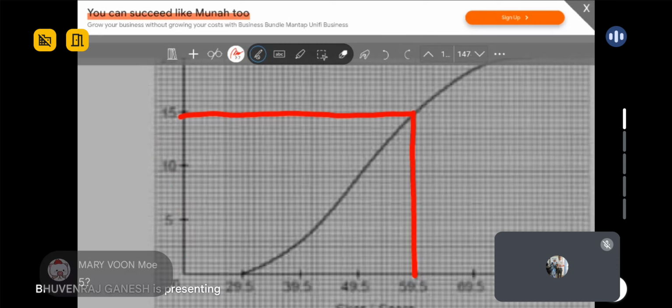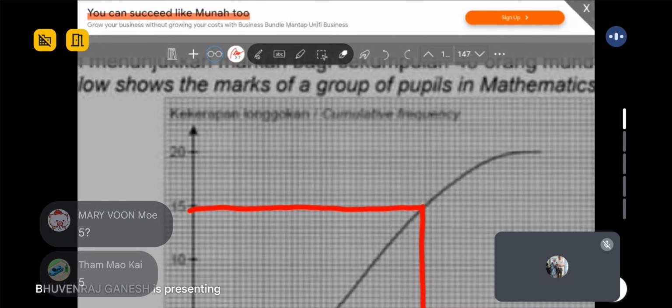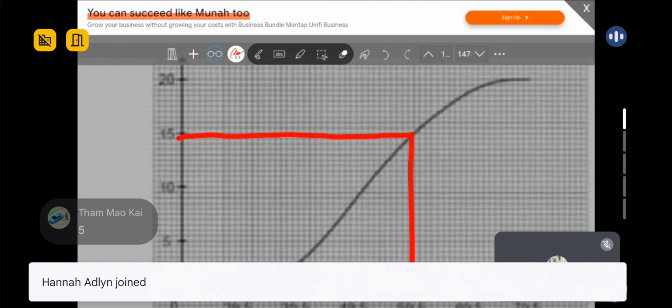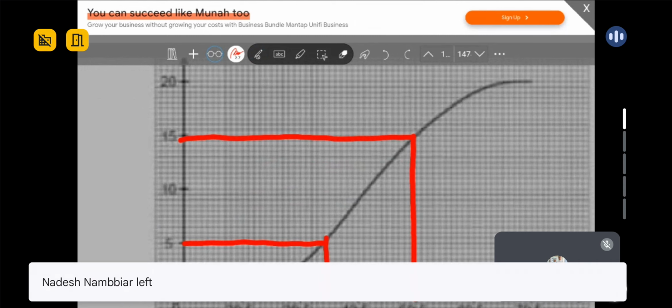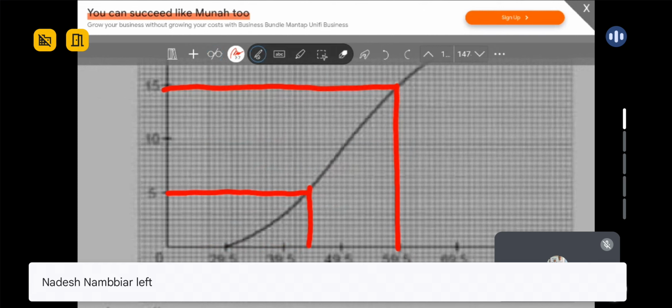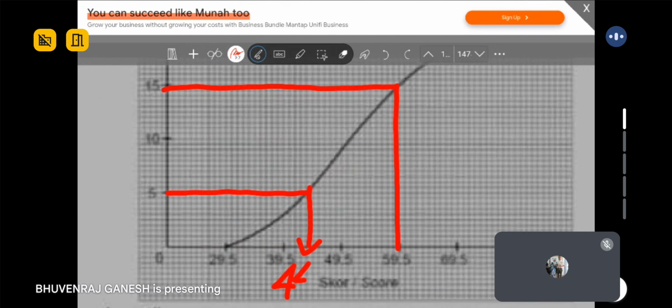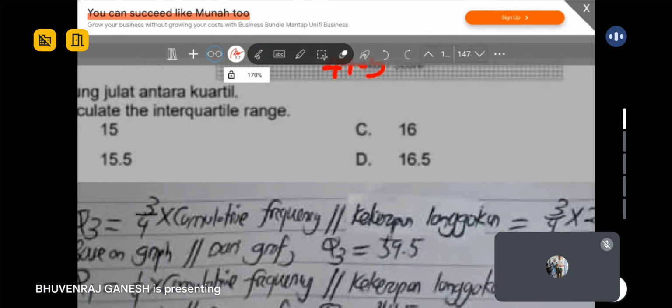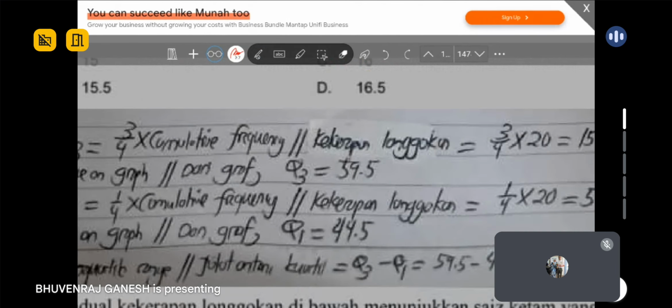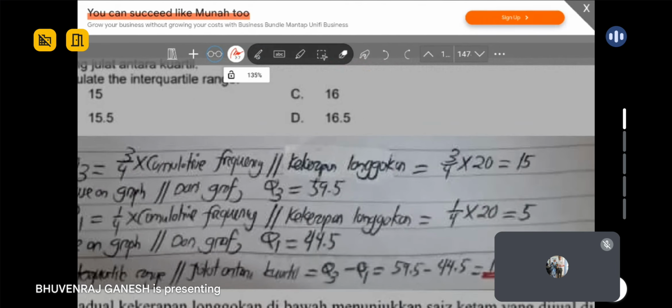Yes. Okay, 1 over 4 times cumulative, guys, which is 20. So you will get 5. Okay, so 5, you draw a straight line, lukis garis lurus, go down. So this is the value, guys. The value is actually this one, in the middle, kat tengah-tengah. So you have 44.5. Okay, guys? So you just take 59.5 minus 44.5. So your answer, you will get 15. Okay? One or two, guys?